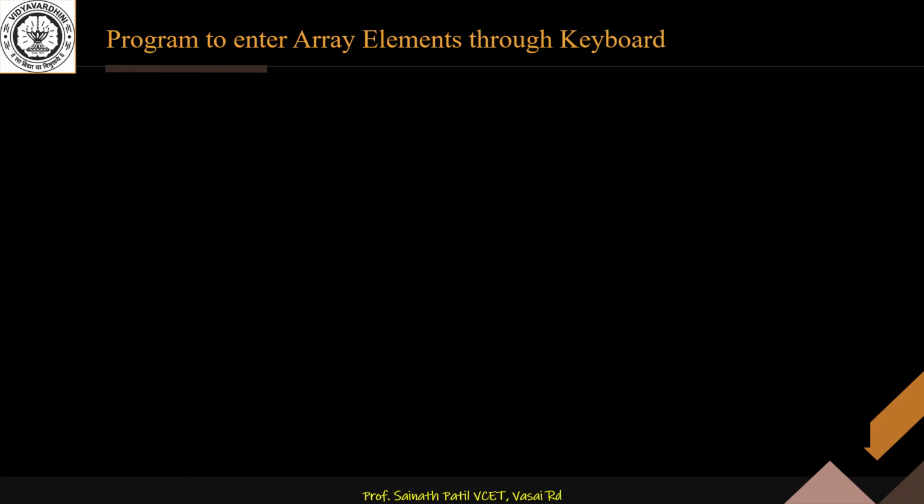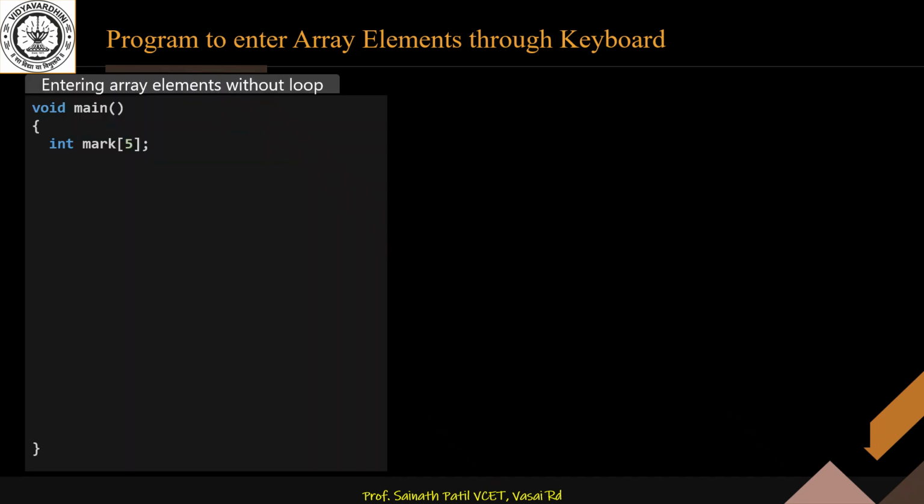Now we'll write a program to enter array elements through the keyboard. That means in the previous slide we assigned default values. Now instead of that we can dynamically enter values through the keyboard. So here I'll declare int mark of 5, that is square bracket 5 semicolon. That mark is an array name.